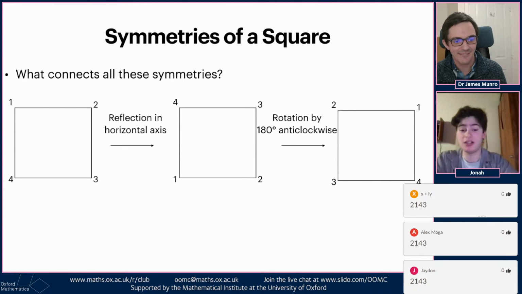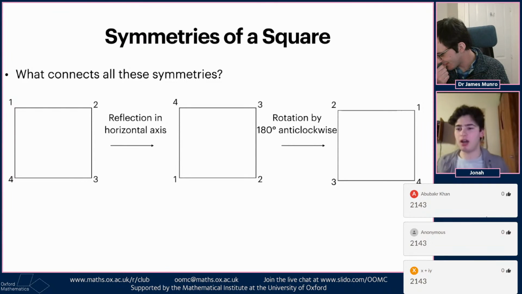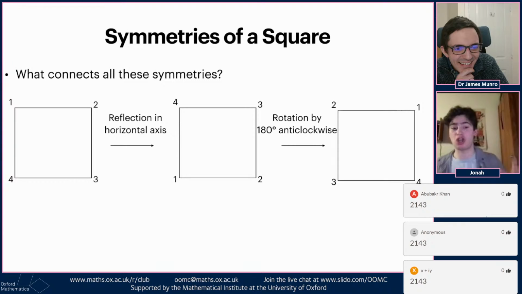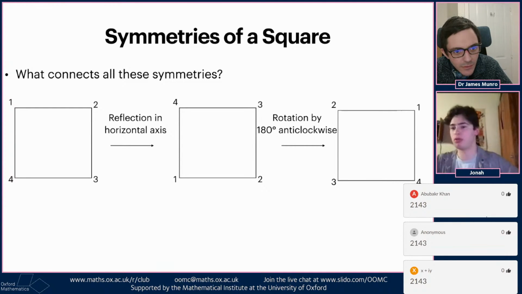Absolutely brilliant. Yeah, that's completely 100% correct. So we've applied 2 symmetries to this square 1, 2, 3, 4, and we've got to 2, 1, 4, 3. Do you think you can spot a symmetry that takes us directly from our first square to our third square? We skip out the middle step. Is there a rotation or reflection, a symmetry, which takes us from 1, 2, 3, 4 to 2, 1, 4, 3?